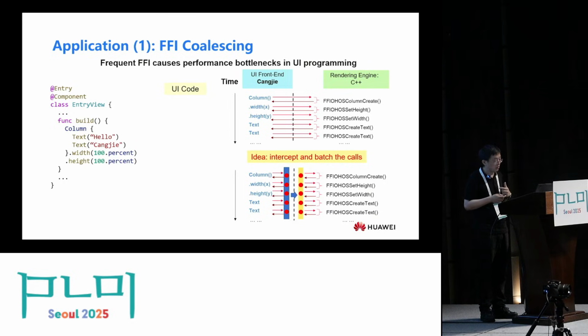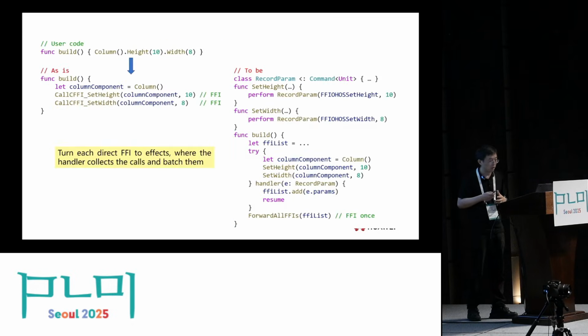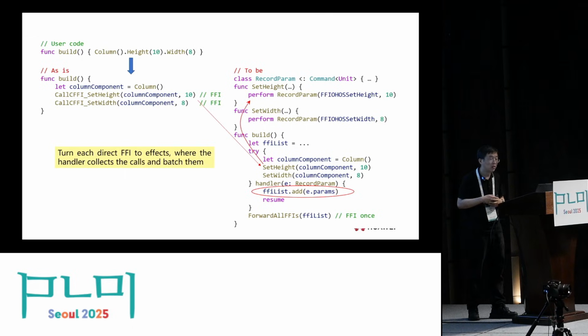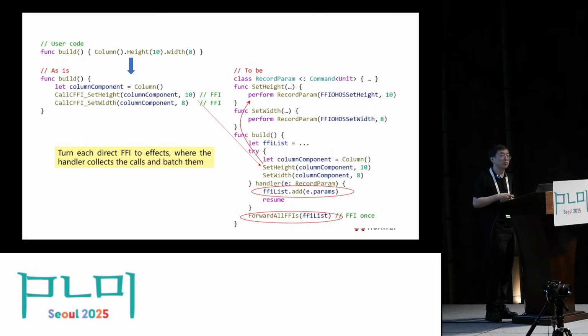Okay. And then we use this effect handler to collect all these function calls. So the idea is that in our original implementation, we do the foreign function calls directly, but now they are just effects. Then in our handler, we collect all these function references and arguments and put them in this list. And then after all the function calls are collected, we forward them to the C++ side.